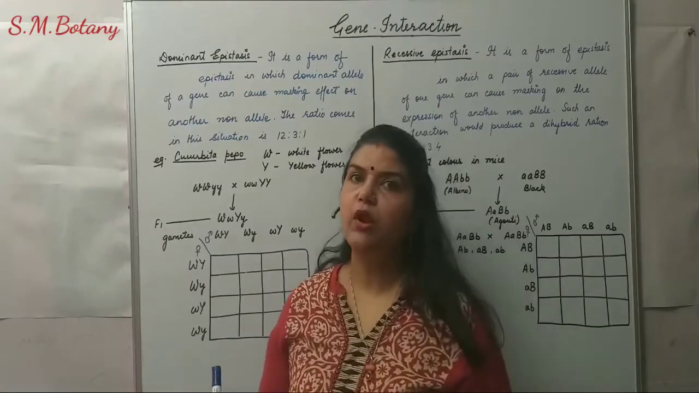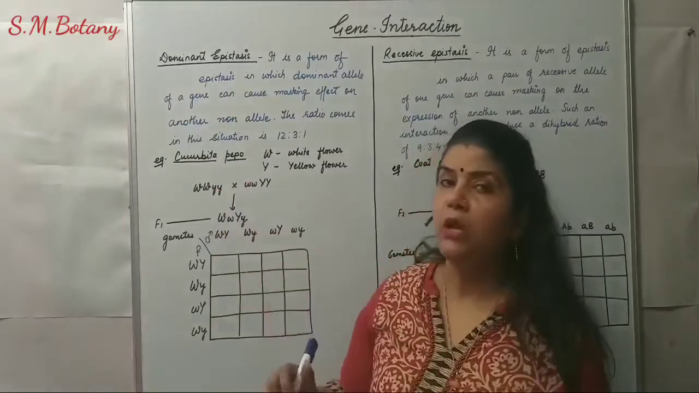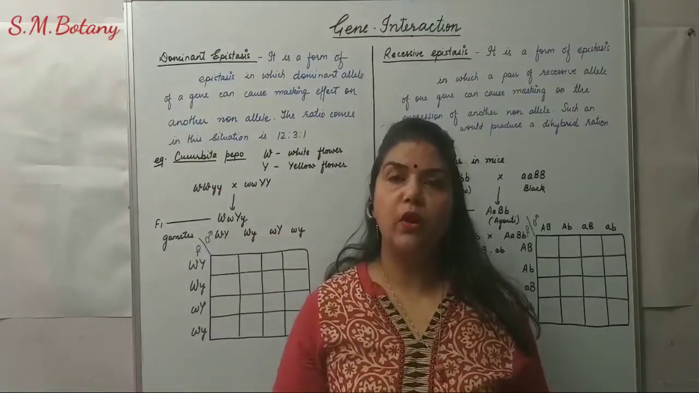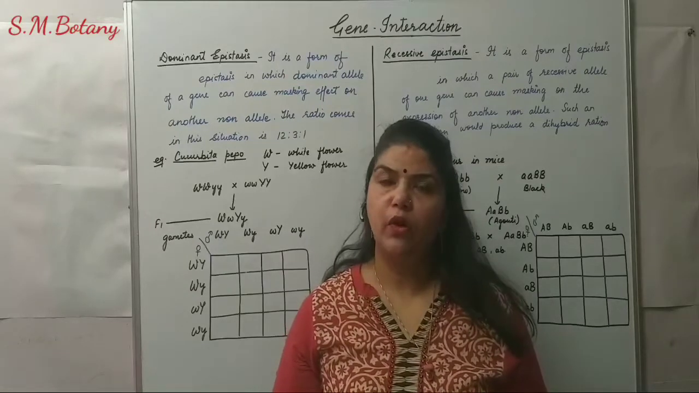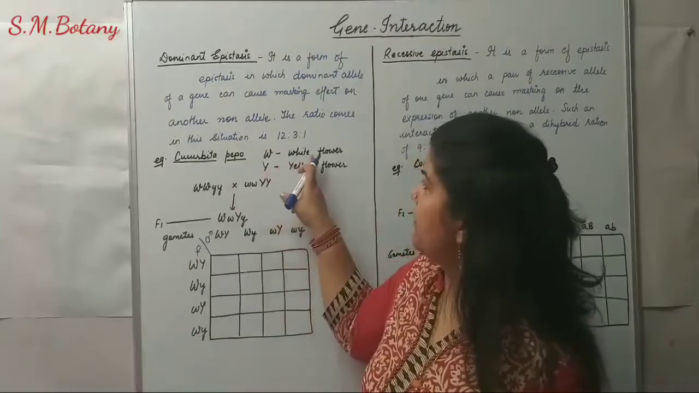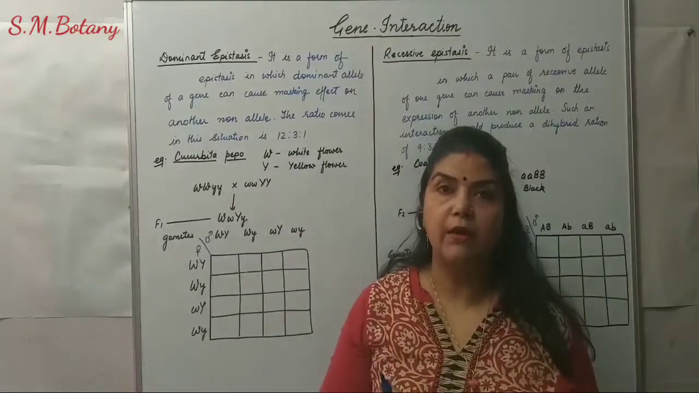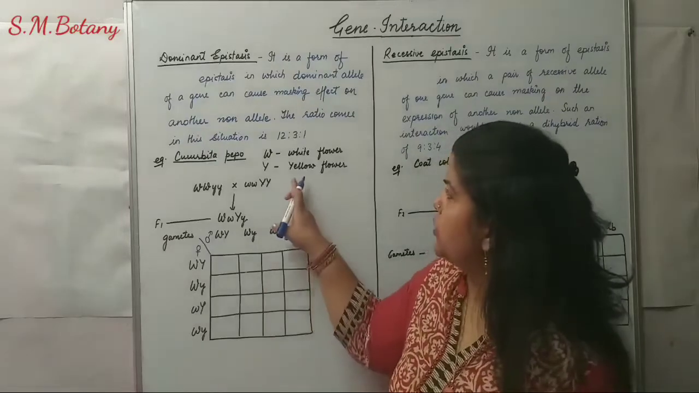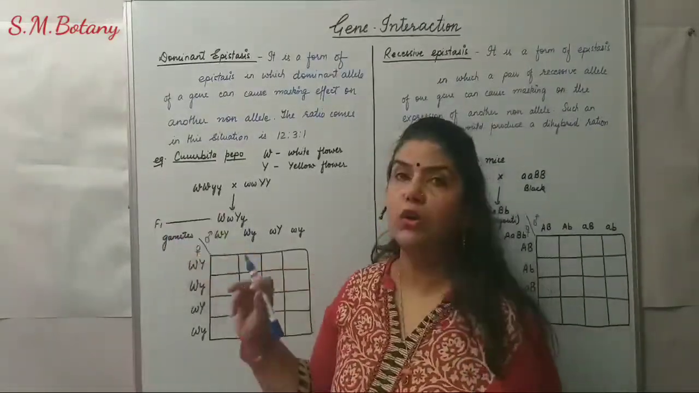Here is the example of dominant epistasis: Cucurbita pepo. In Cucurbita pepo, two types of flowers are obtained, that is white flower and yellow flower. If the offspring have capital W, we get white flower, and if the offspring have capital Y, it shows yellow flower. Let us make a cross.